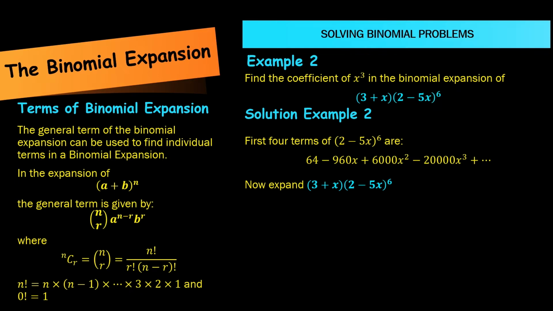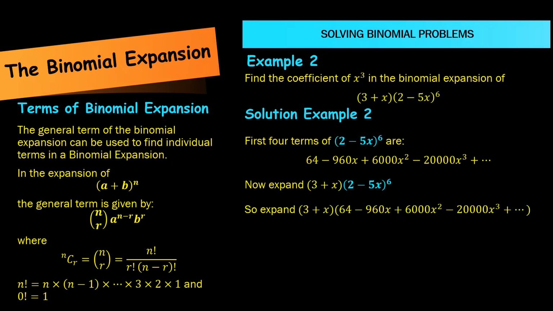Now we can expand (3 + x) times (2 minus 5x) to the power 6 in order to find the x cubed term for the entire expression. So let's expand this. We only require the first 4 terms in the expansion of (2 minus 5x) to the power 6. And we'll explain why in a moment, because notice we're multiplying by (3 + x).